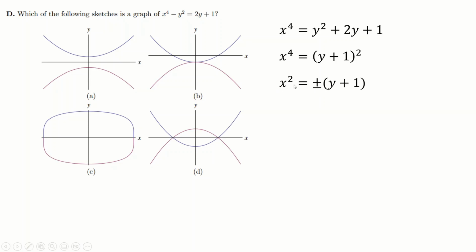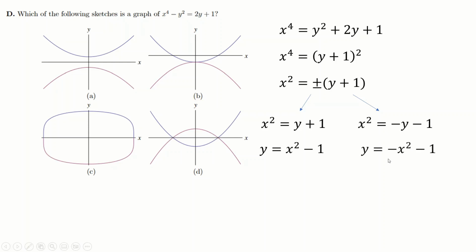And now, of course, I'm drawing 2 graphs. I'm drawing x squared equals y plus 1, or x squared equals negative brackets y plus 1. And of course I can rearrange this one to be this, which is a quadratic the right way up with an intercept of minus 1, so that's this blue curve and this blue curve as well. And then this one, if we rearrange, is a quadratic that's upside down with an intercept of also minus 1, so that's this one here, not this one here. And so the answer is B.